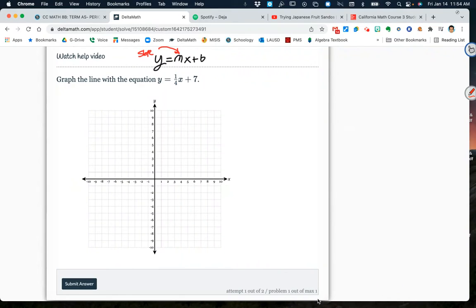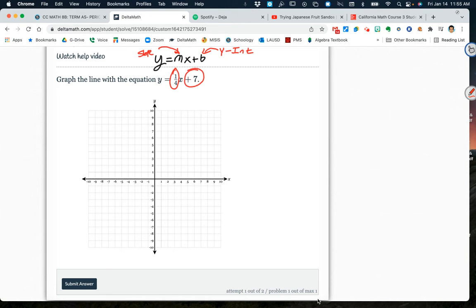Okay, so this equation's already written in slope-intercept form, so it's super easy to graph because the m value, in this case 1/4, that's the slope. You remember what we call this number at the end? We label it with b. Well, it's called slope-intercept because this is the y-intercept, and that's this number here.